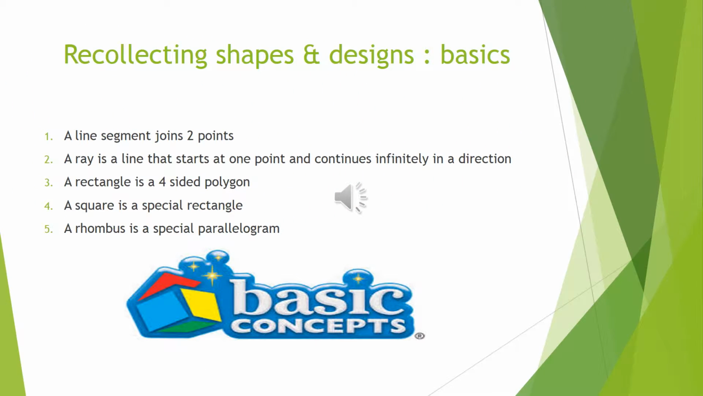Before we get into our session of geometry, let's recollect and discuss some of the basics of shapes and designs. 1. A line segment joins two points. 2. A ray is a line that starts at one point and continues infinitely in a direction. 3. A rectangle is a four-sided polygon. 4. A square is a special rectangle. 5. A rhombus is a special parallelogram. So now that we have covered the basic concepts, we're ready to move into our first geometry lesson.